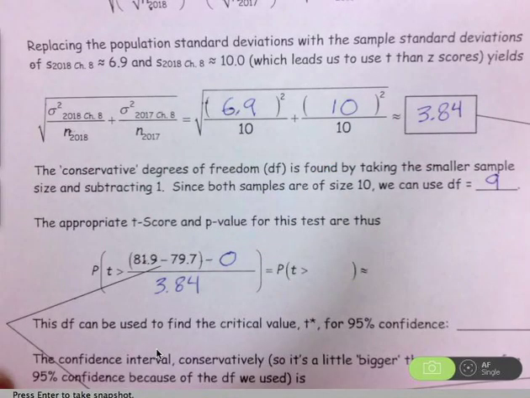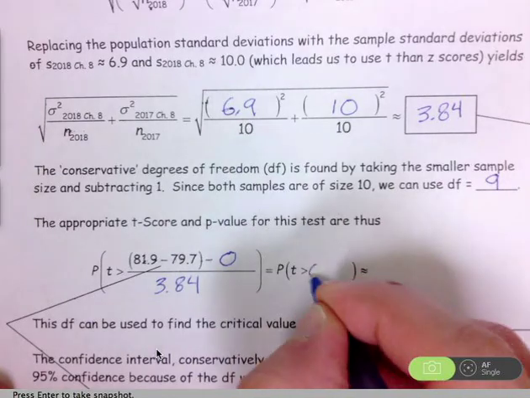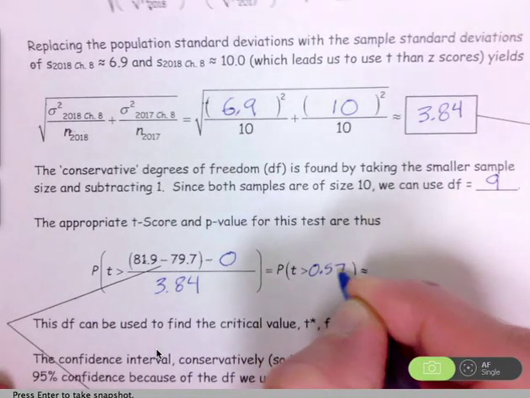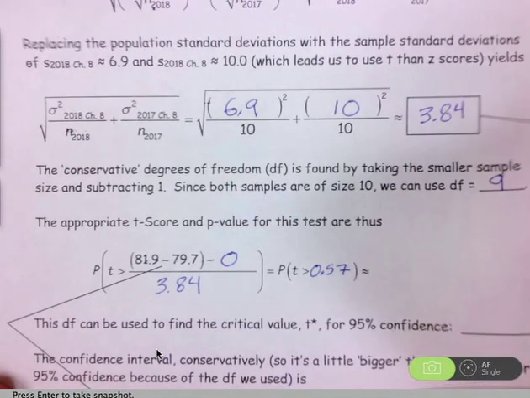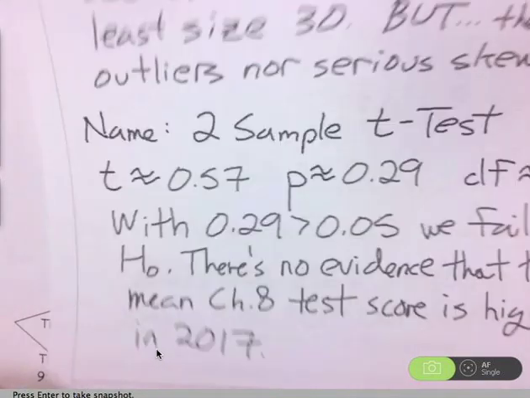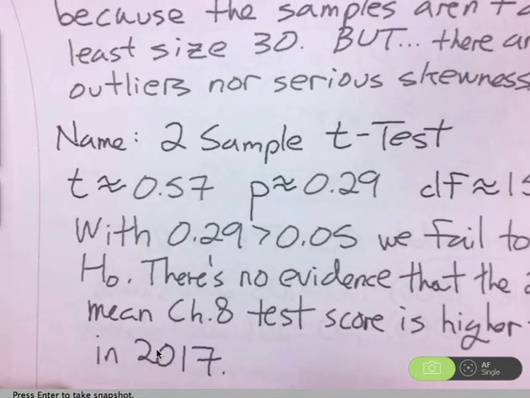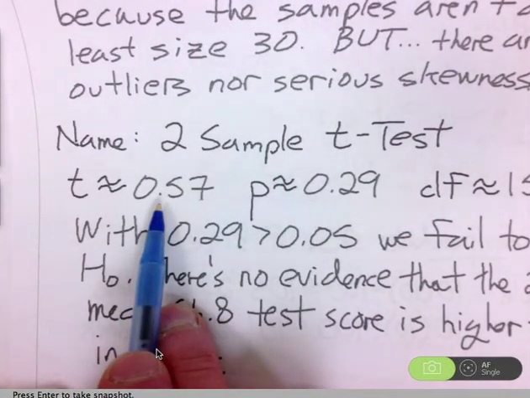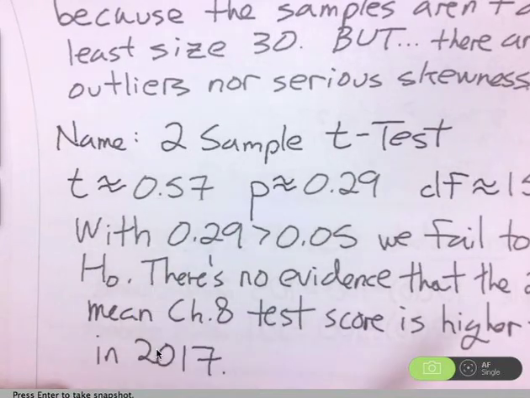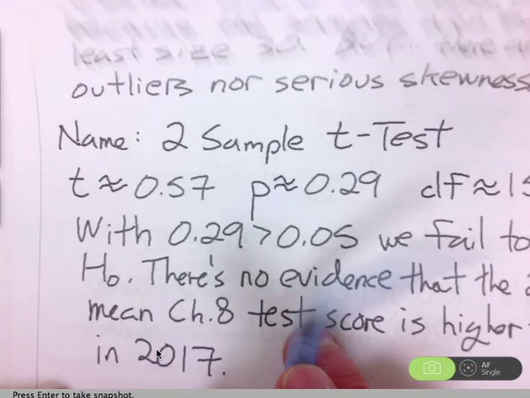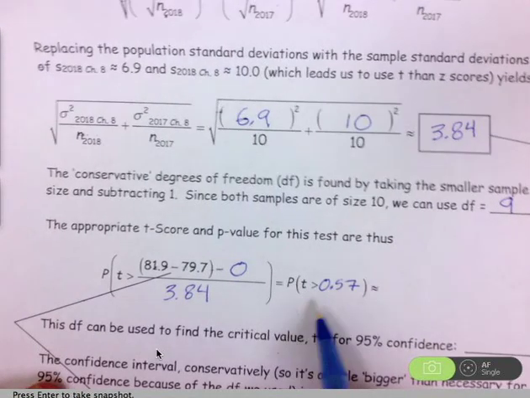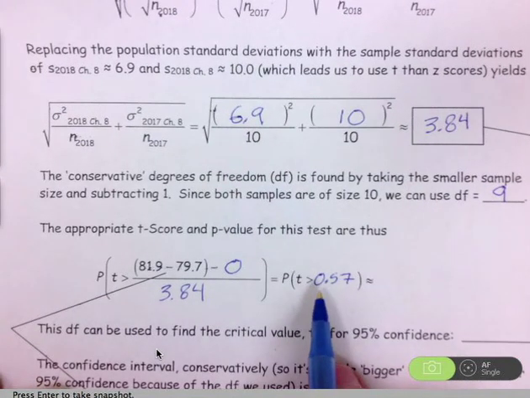So what's important to me is that you realize that that's exactly what we got using the calculator when we did this question in class this past week. There we go. When we did our 2-sample t-test, we got a t-score of 0.57. So now we just need to justify the p-value. So to do that, these are not z-scores, these are t-scores.